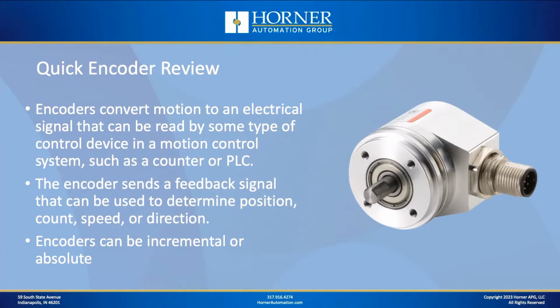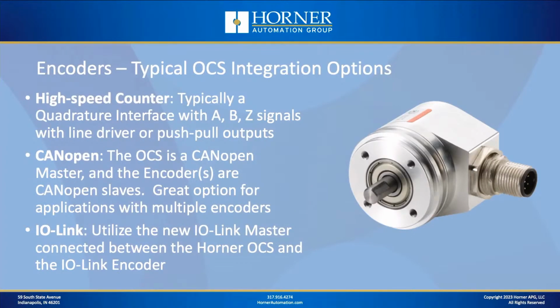And then encoders can either be incremental, in other words, they can send pulses or signals out that indicate a change in position, or they can be absolute and send out a value which represents the absolute position in actual numbers, for instance. Now, typically, when you integrate an encoder, there's a variety of ways you do that.